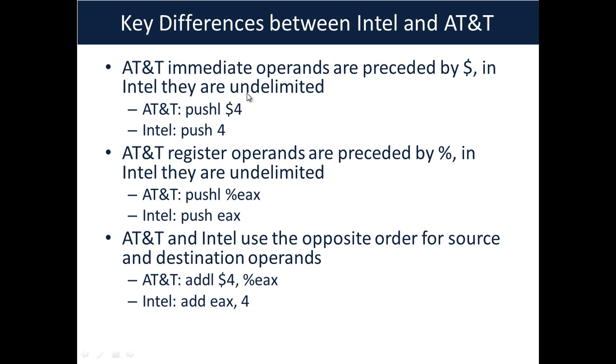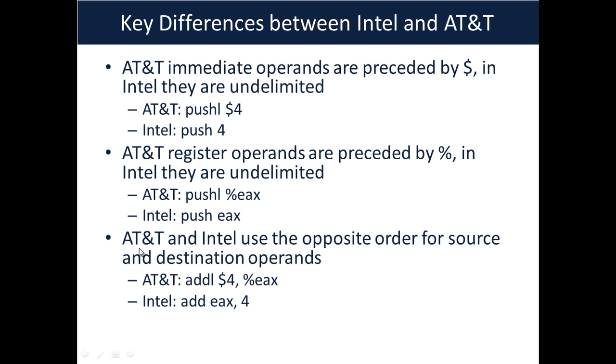Okay, some key differences. In AT&T syntax, immediate operands are always preceded by the dollar sign. In Intel, they are undelimited. What we mean by that is in AT&T, if you wanted to push the value 4 onto the stack, you would have written pushl $4. In the case of Intel syntax, you can typically write push 4. Second, the register operands are preceded by the percentage sign, while in Intel they are undelimited. Whenever you refer to any register, you prefix the percentage sign in AT&T. However, in Intel, you just use the register name as is.